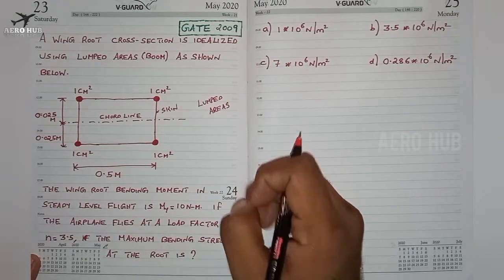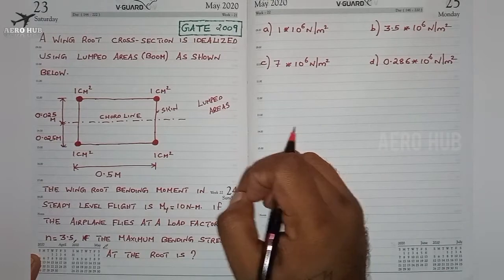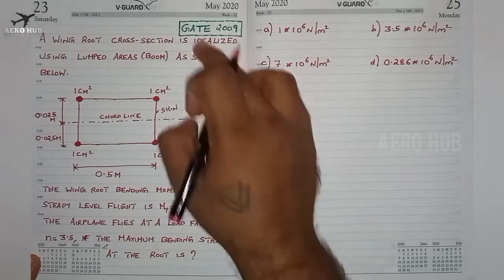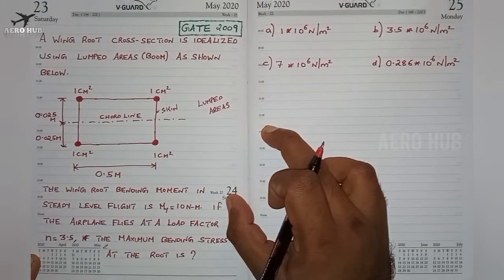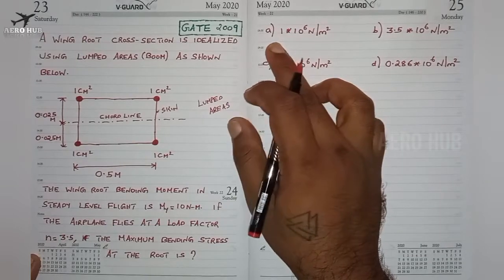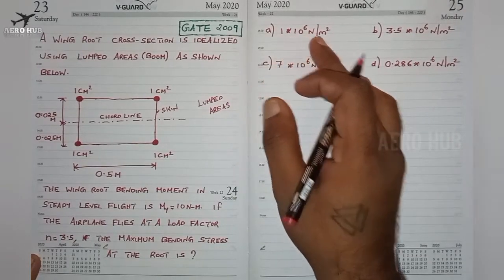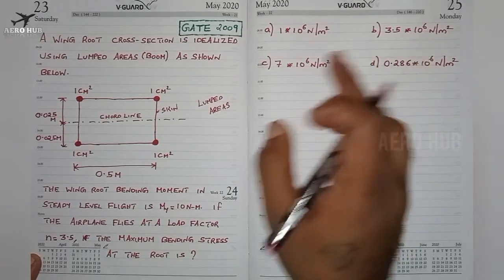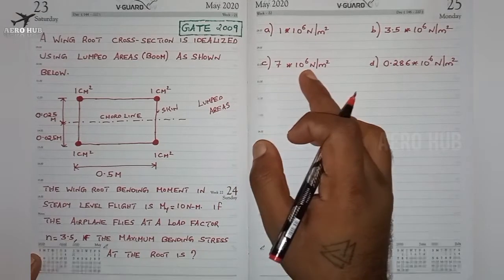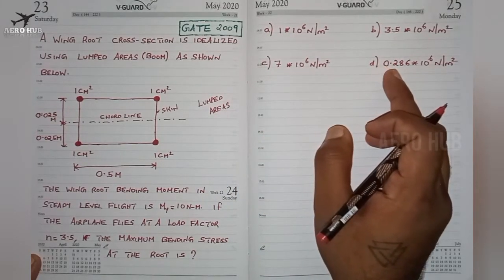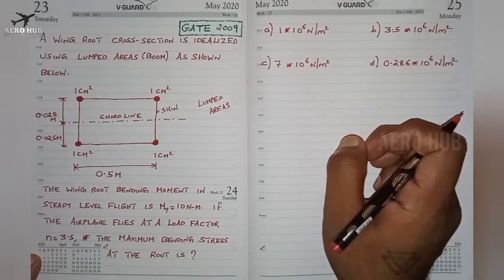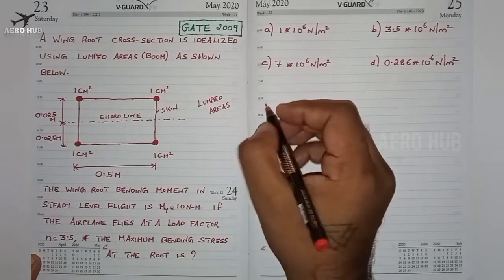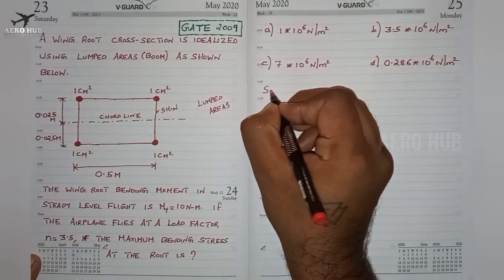Since the area of each boom is the same, we have to find out the value of a single boom area. This question was asked in GATE 2009. They have given the options: option A is 10 power 6 Newton per meter square, option B is 3.5 into 10 power 6 Newton per meter square, option C is 7 gigapascal, and option D is 0.286 gigapascal. Not gigapascal, megapascal, sorry for the mistake. And we'll go for the solution.